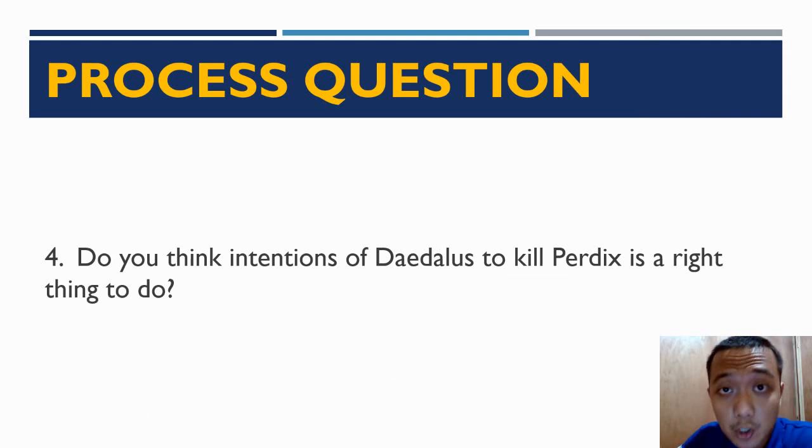For this process question, do you think the intention of Daedalus to kill Perdix is the right thing to do? Let's proceed to the next part of the text.